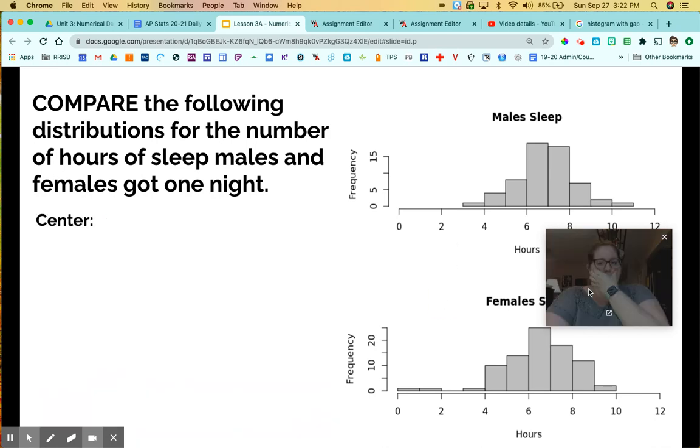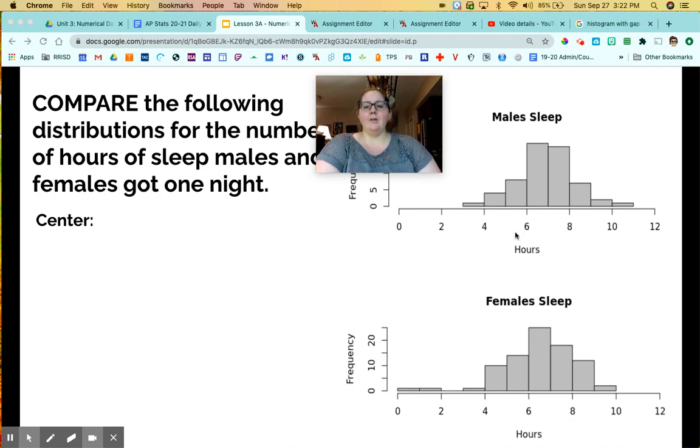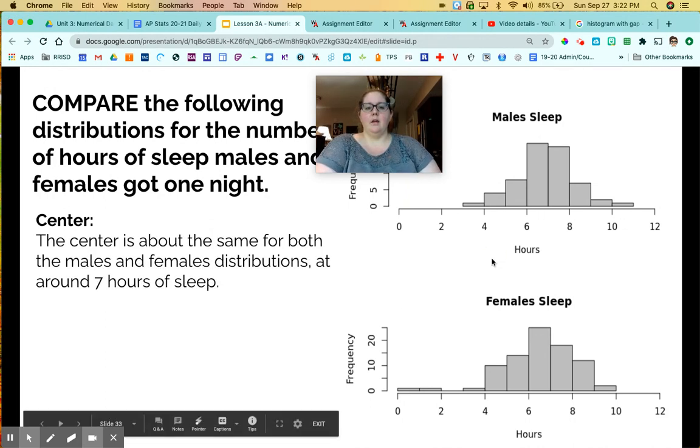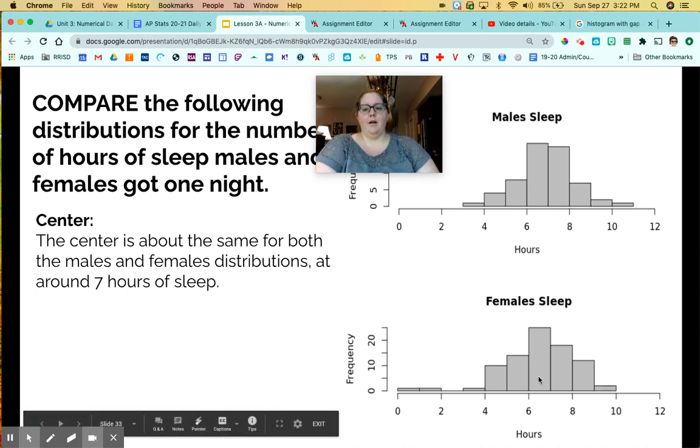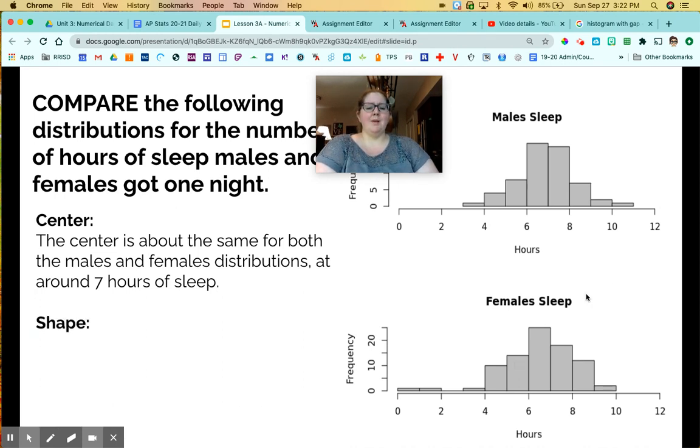So for center, I might say for the male hours of sleep, the center is at about maybe 7 hours. But for females, it's maybe a tad higher, but pretty close to 7. So I could say that the center for both is about the same at about 7 hours of sleep. The females maybe have a tiny bit lower, potentially, but it's about the same.